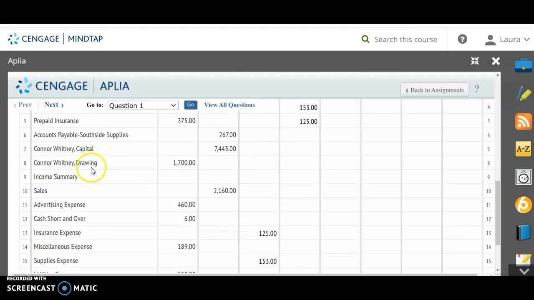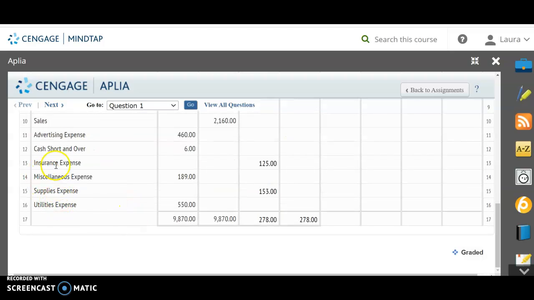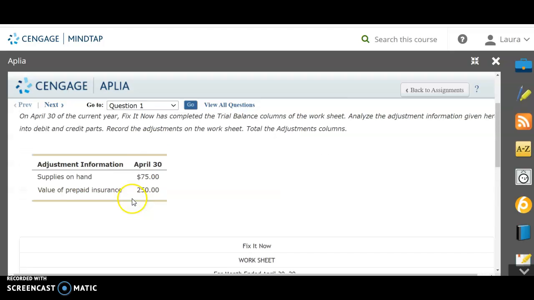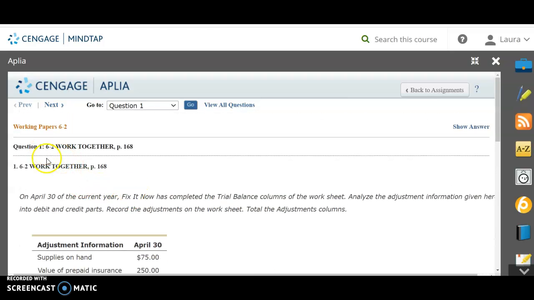We always have one debit and one credit. The debit is always the expense, so supplies expense or insurance expense, and the matching credit is supplies and prepaid insurance. So that concludes our 6-2 work together. Go ahead and do the on your own problem.